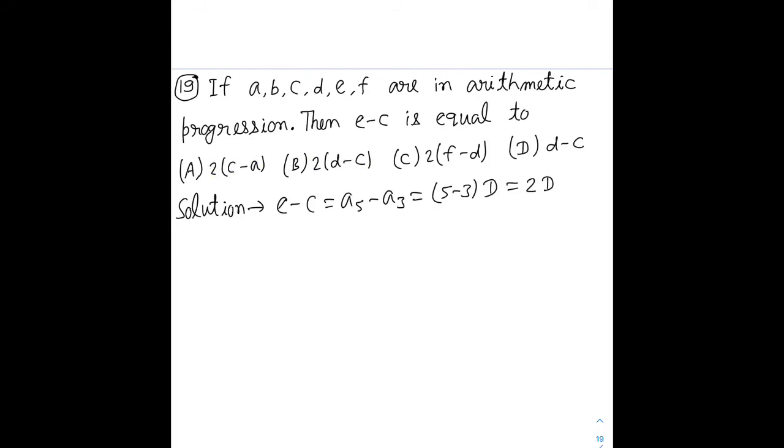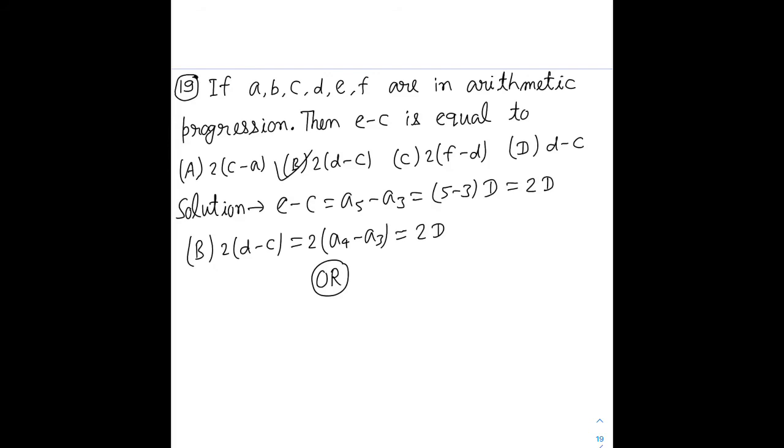Yeah, this is correct, because D minus C: D is the fourth term and C is the third term. So A4 minus A3, that's D, and then twice of that, 2D. So this is correct. Even if you try this one, F minus D is 2D and into 2, 4D. D minus C, that's D. So this is correct. And if you want to do it by trial and error, you can do it.